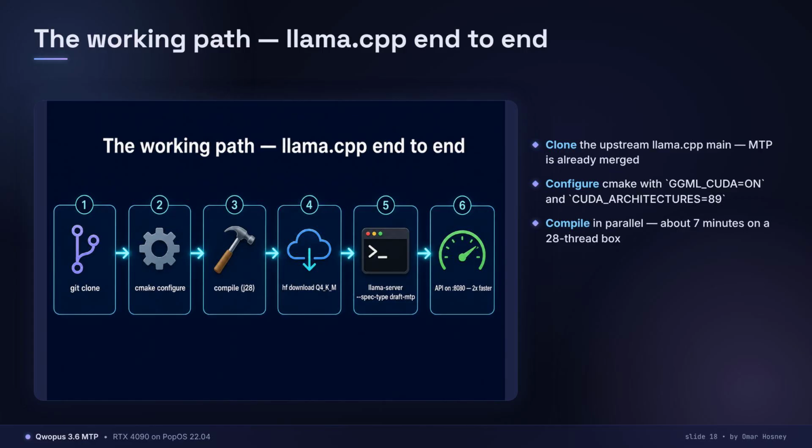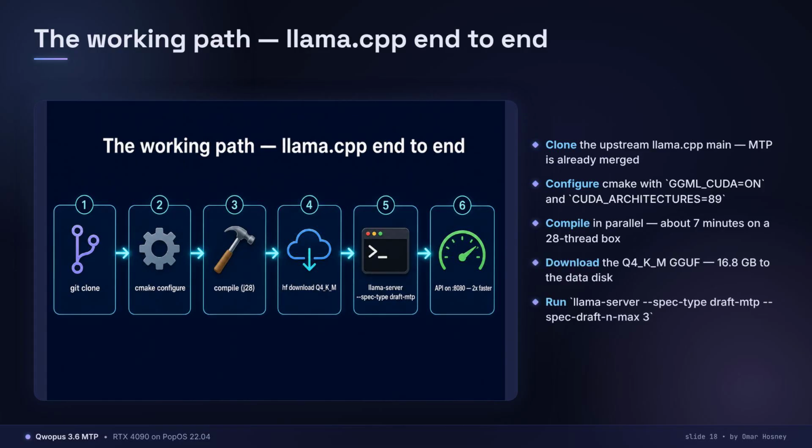Download the 4-bit Q4_K_M version of the GGUF, 16.8 GB, to a data disk with room to spare. Then run llama-server with the magic flags, --spec-type draft-mtp and --spec-draft-max 3. The MTP draft heads embedded in layer 64 do their job, the verifier confirms each speculated token, and you end up with an OpenAI-compatible API on port 8080, generating about 2 times faster than the same model without MTP.